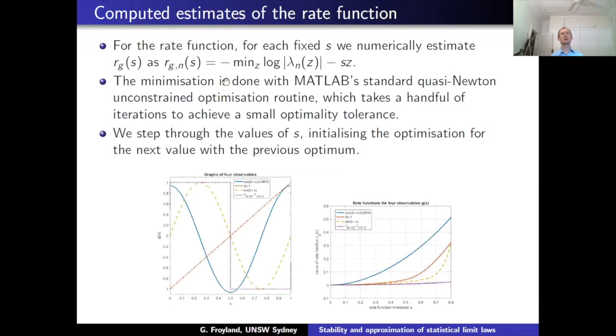Okay, for the rate function, what we do is for each S, we numerically estimate our nth version of the rate function by solving numerically, optimizing this convex function. So we minimize this convex function. We don't do anything fancy. We just use MATLAB's built-in quasi-Newton unconstrained routine. It takes like 5 to 6 iterations to get a pretty good accuracy. And when we move on to the next S value, we seed it with the optimum for the previous one. So this further speeds up the computation.